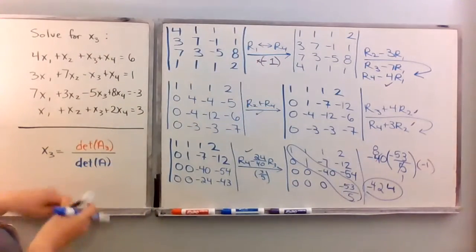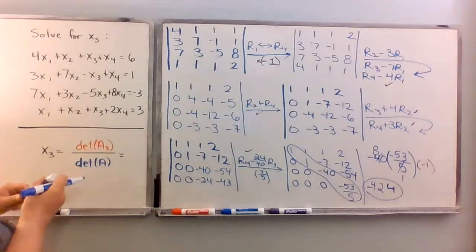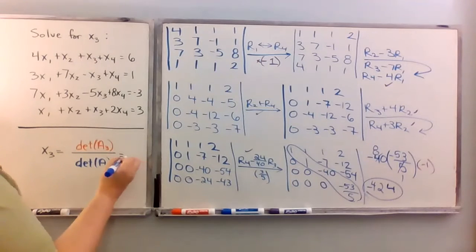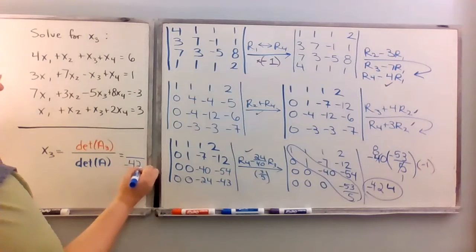So we just found the determinant of A was -424.